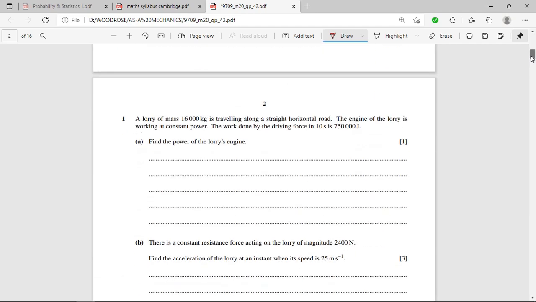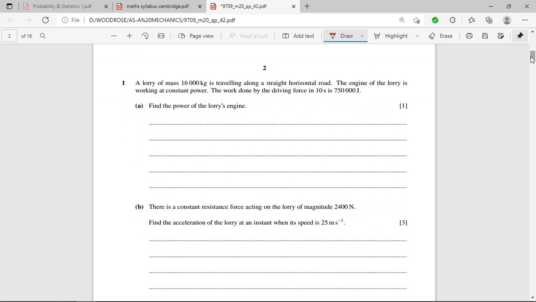On number 1, when you are reading the question, you need to understand which concept we are talking about. We have a lorry of mass 16,000 kg traveling along a straight horizontal road. The engine of the lorry is working at a constant power. The work done by the driving force in 10 seconds is 750,000 joules. Find the power of the lorry's engine, 1 mark.